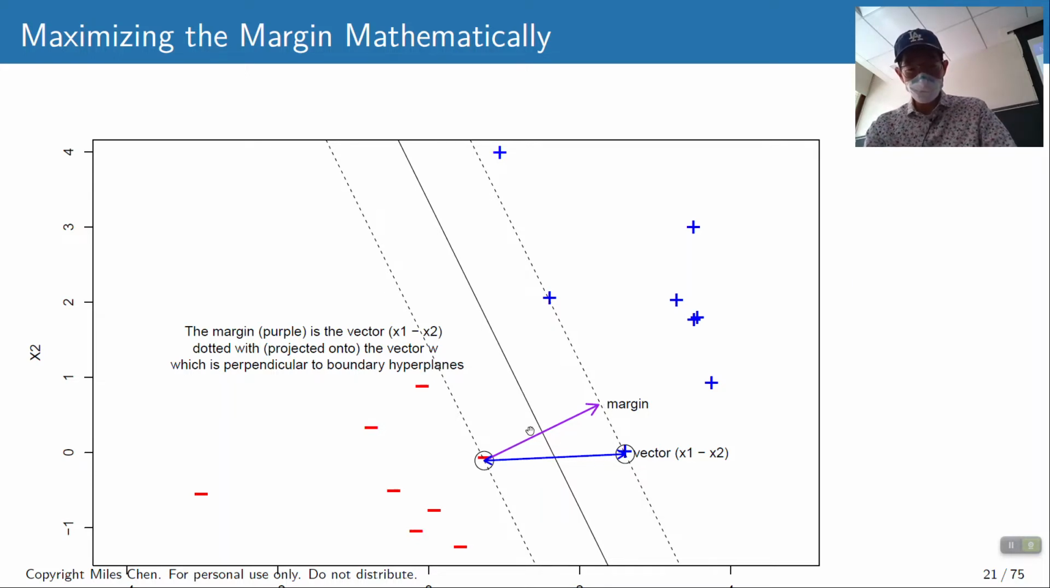What is this distance? Here we are going to project this vector onto this perpendicular line. This margin in purple is the x1 minus x2 vector. So if we take the vector that defines the difference between these 2 points, we dot it, or project it, onto this vector w, which is perpendicular to the boundary. Is that also okay? The dot product of the vector gives the distance in that direction.